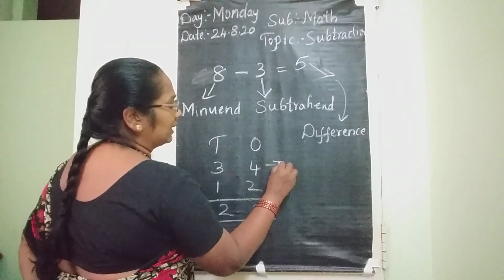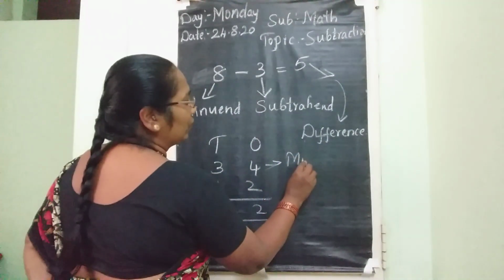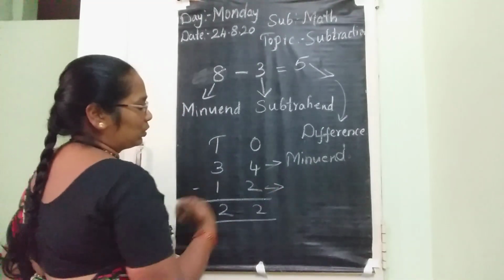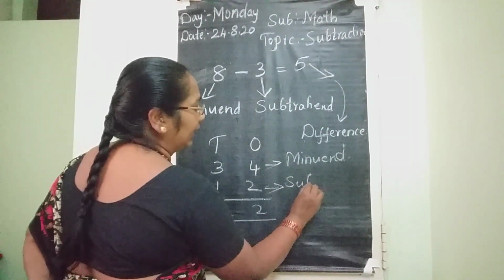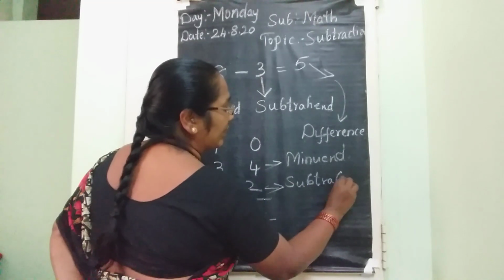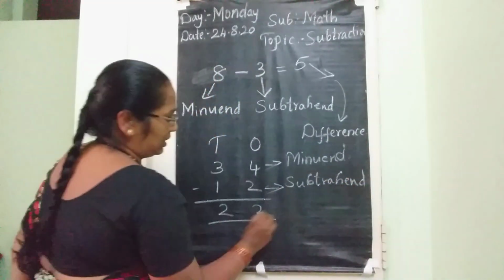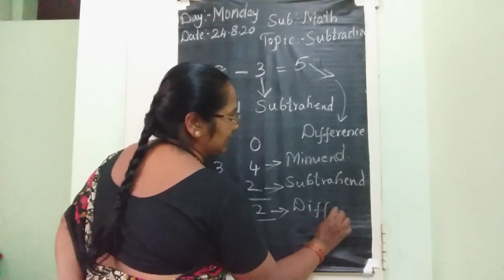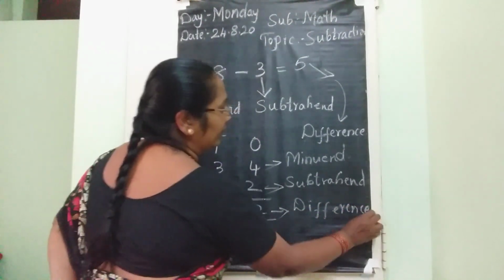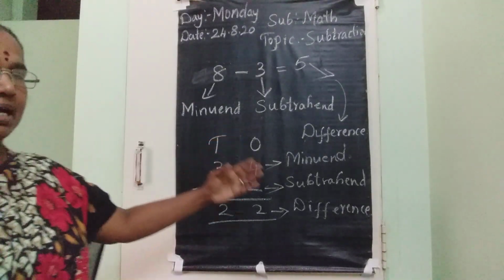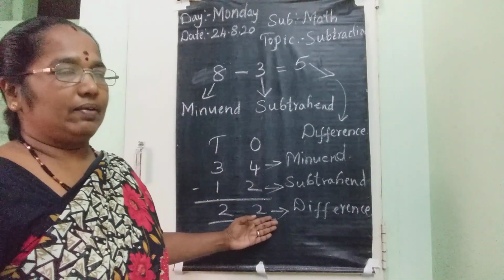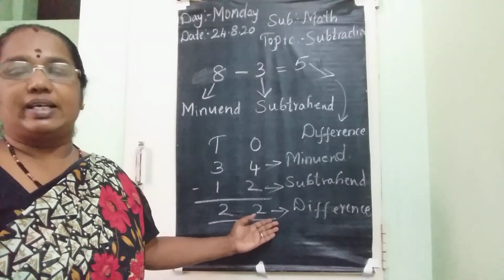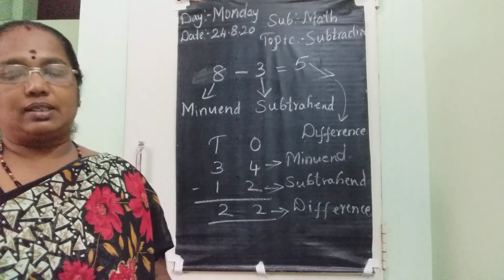Now what is this 34 called? 34 is called minuend. And 12 is called subtrahend. And 22, that is the result, is called difference. Minuend minus subtrahend gives you difference. Yes, children. Understood, children?